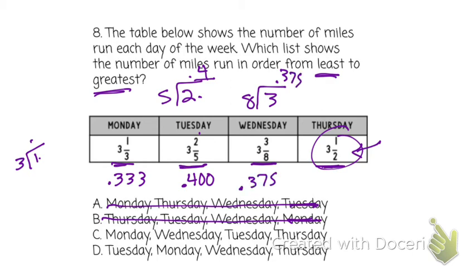All right, so now I just have to see what's the smallest. 333 thousandths, 400 thousandths, or 375 thousandths. I'm going to say it is 333 thousandths, which is Monday, that has to go first, okay? So my answer there is C.